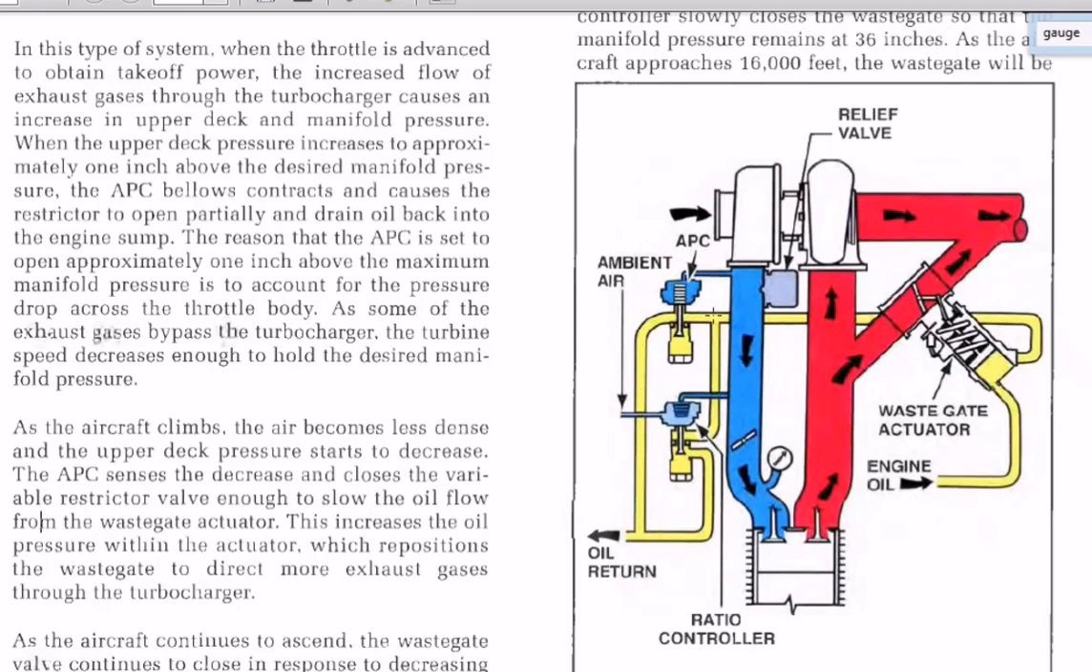Actually, if you look here, the APC is allowing and disallowing oil movement. When it allows or disallows oil movement, it will determine what is going on in the wastegate actuator. Let's say the APC is blocking the oil passage. Then oil cannot go anywhere but build up pressure in the actuator, so the piston goes up and the wastegate closes. If the APC unblocks the oil passage, the oil will flow out, there is no more pressure build up, the piston will go down, and the wastegate will open. So in that sense, can you say the APC is controlling the wastegate or not? Yes, sir. APC controls the wastegate.